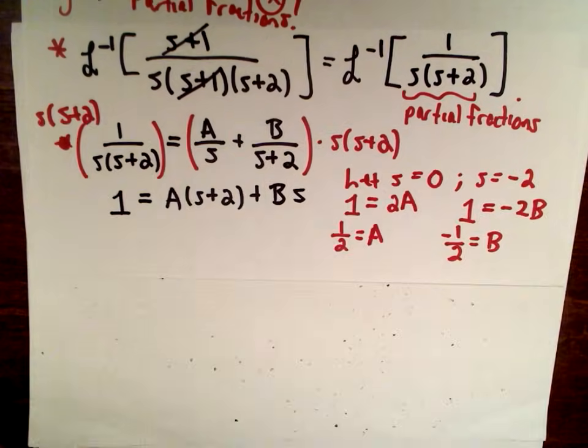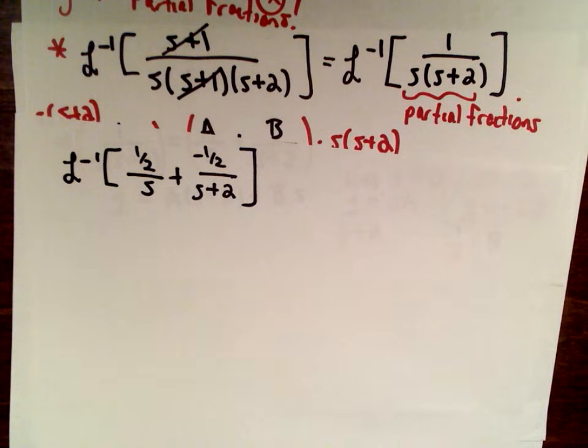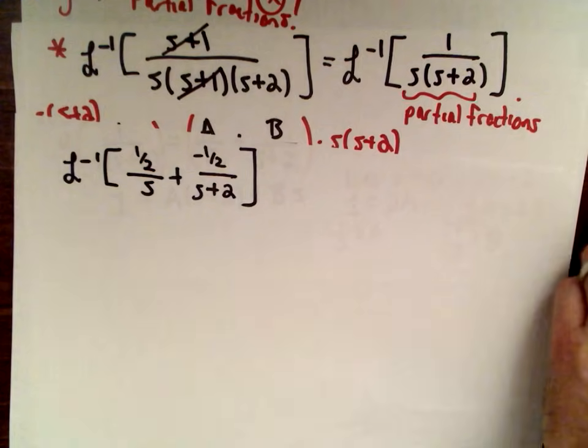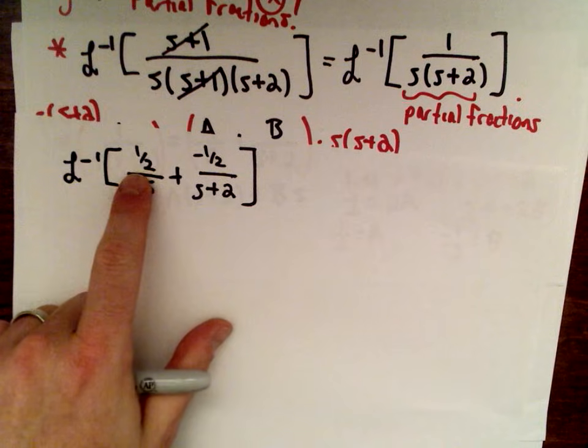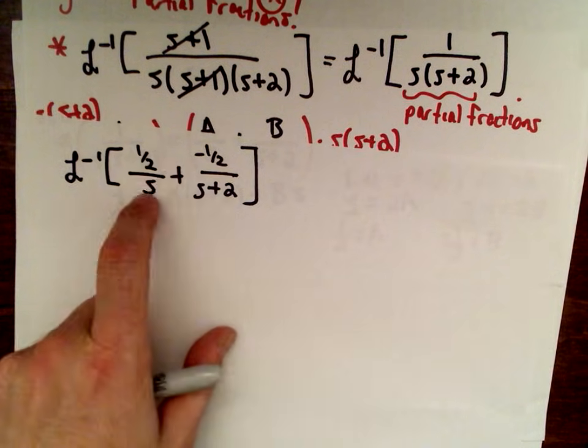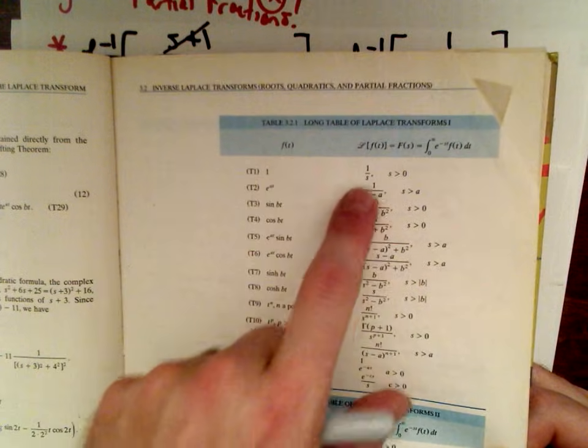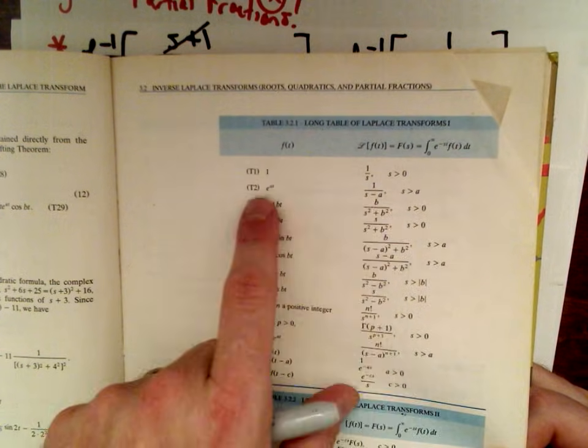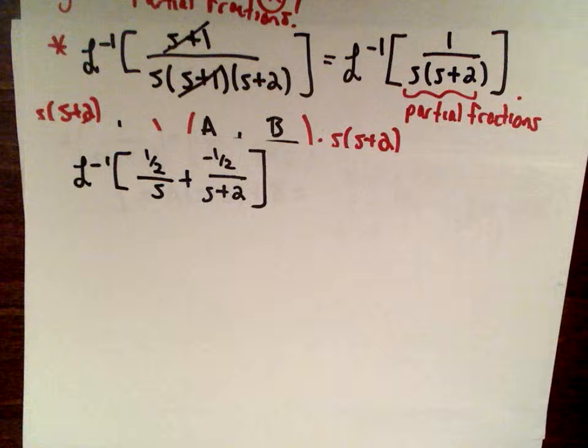And now we can just use our table of values. Hopefully you can see mine well enough. Forget about the constants for a second, the 1/2 on top and the -1/2. Really, you can factor those out. Just worry about the 1 over s and the 1 over s + 2. If you've got 1 over s, it's the very first one in the table. The inverse Laplace transform of that is 1. If it's 1 over s minus a, it's e to the at.